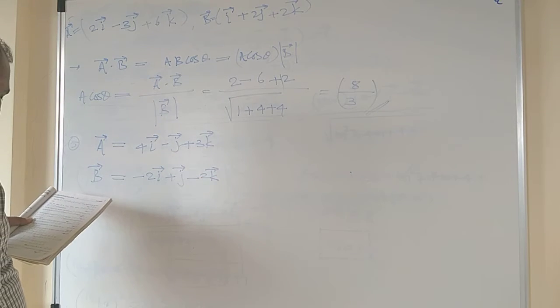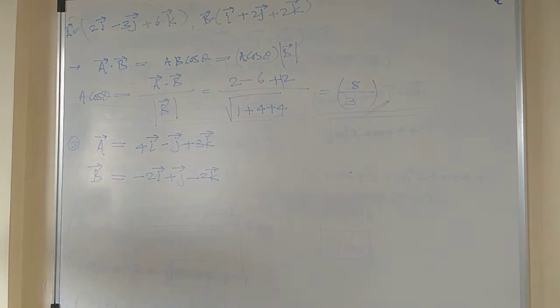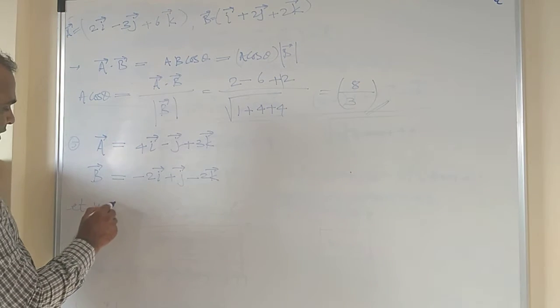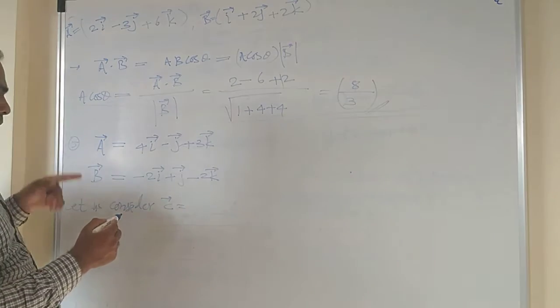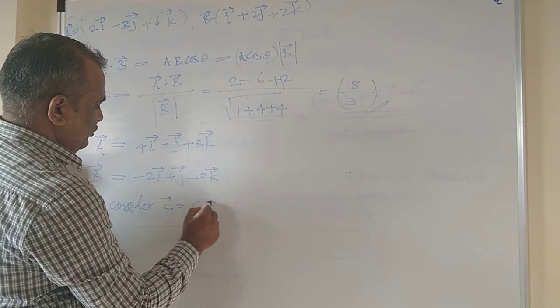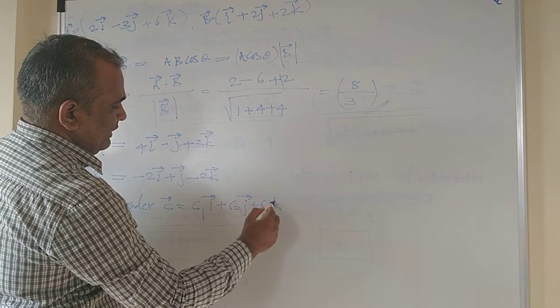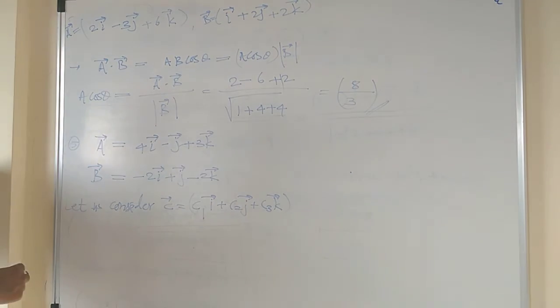then find the vector perpendicular to both a bar and b bar. You are asked to calculate the perpendicular vector to both a bar and b bar. Now in order to calculate it, let us consider a vector c bar which is perpendicular to both a bar and b bar, and let us assume c bar is c1 i bar + c2 j bar + c3 k bar, a constant vector which is perpendicular to both a bar and b bar.